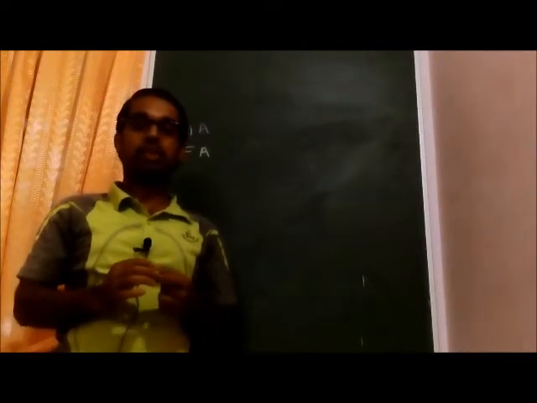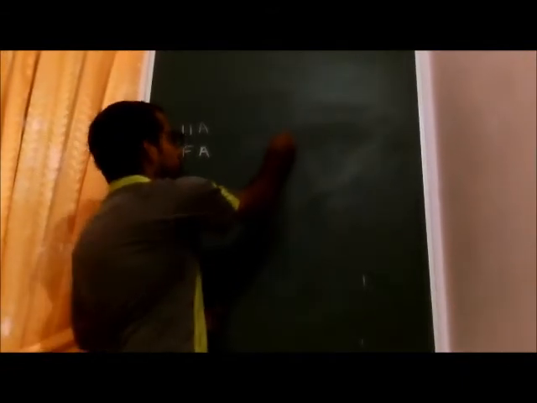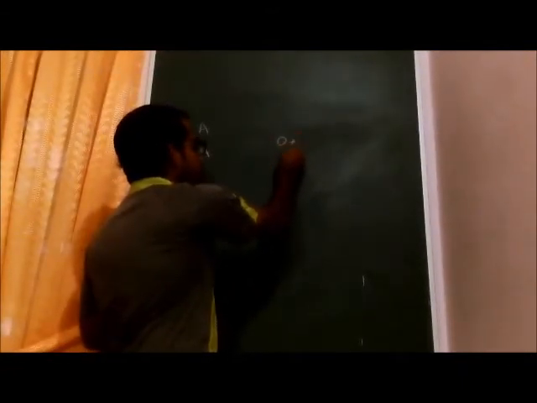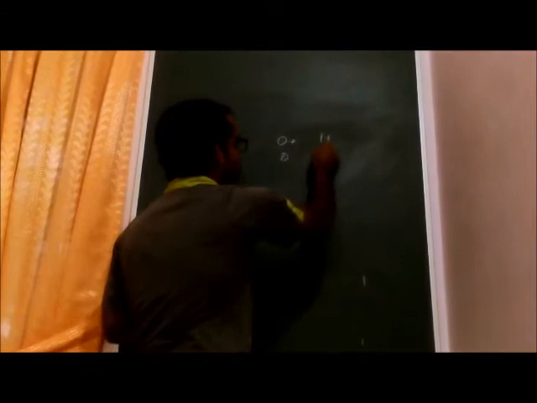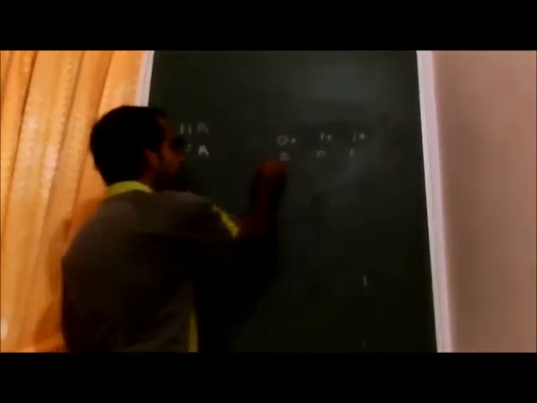So what do we mean by single bit numbers? It can be either 1 or 0. So we can add 0 plus 0, 1 plus 0, 1 plus 1. These are the additions of single bit numbers, and you will get the result.